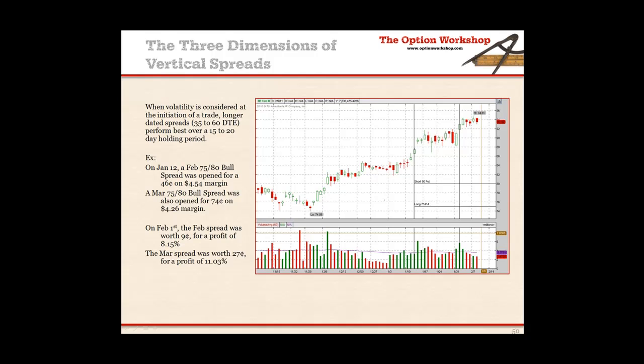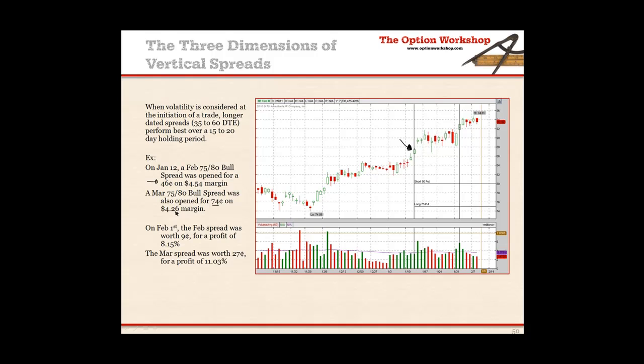Opened it on January 12th here. This is on DE, John Deere. Right here is the opening of the trade. Did these two as an example. I opened a February 75/80 bull put spread. I got 46 cents. This was a credit spread, a margin of $4.54. At the same time, I opened up a March position. Same spread. Got 74 cents on that spread on $4.26 of margin.